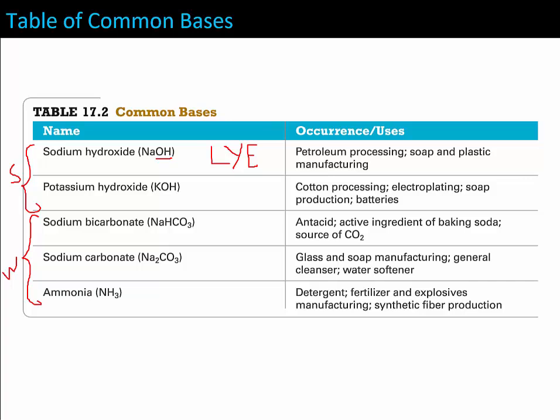Sodium carbonate is used in glass and soap manufacturing. It's a general cleanser or a water softener. And ammonia, NH3, is used in detergents, fertilizers, explosive manufacturing, and synthetic fibers. It's also used in food production as a way to sanitize things. So if you go into industry, you'll oftentimes want to be ammonia certified.